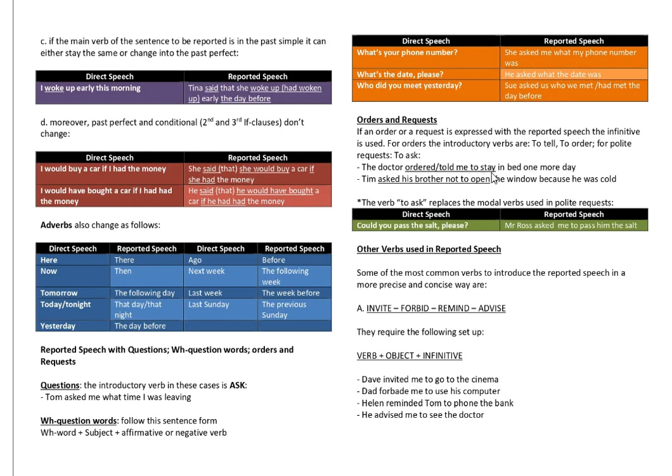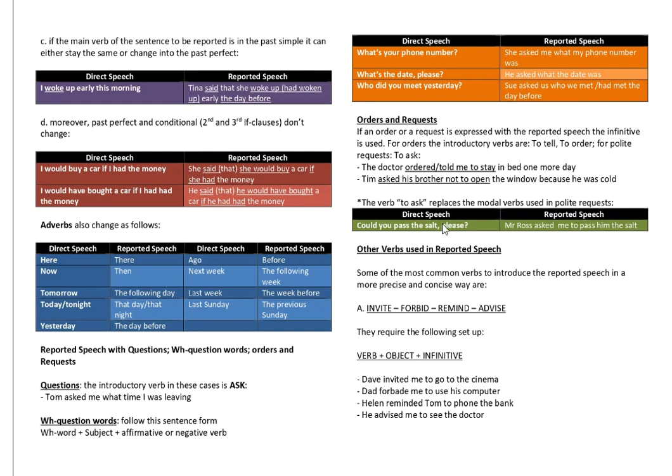We have the infinitive when we have the base form of the verb preceded by to. The same happens with the polite request. Tim asked his brother not to open the window. Not to open is the negative form of the imperative. The negation is said before to. The verb to ask, as you can see, replaces the modal verbs used in polite requests.